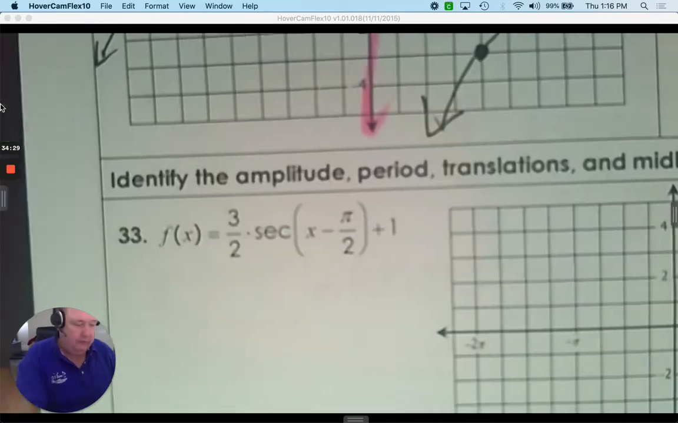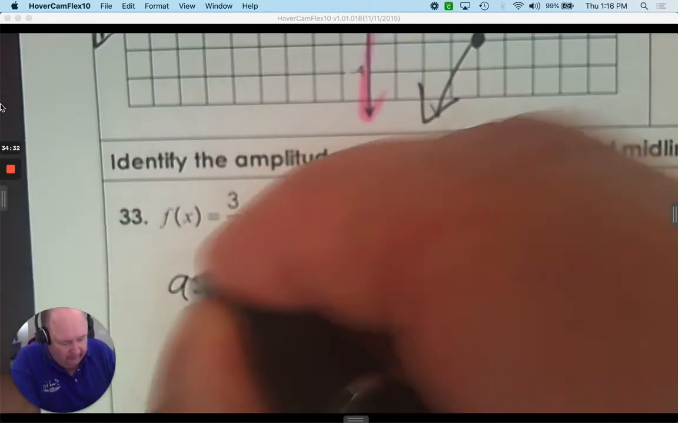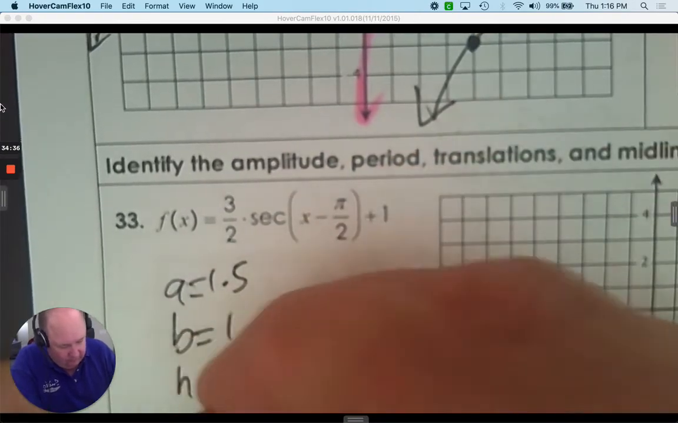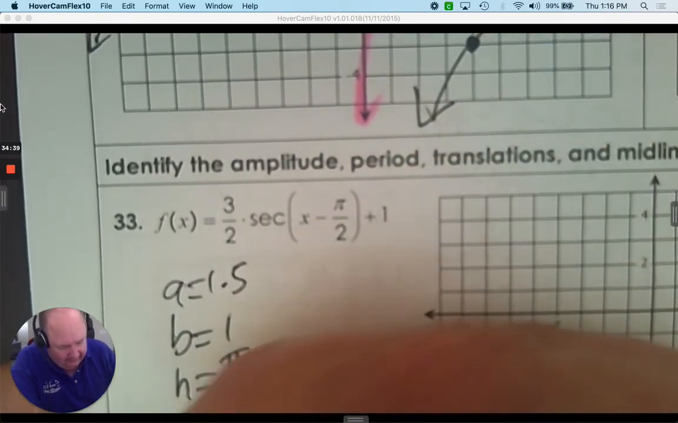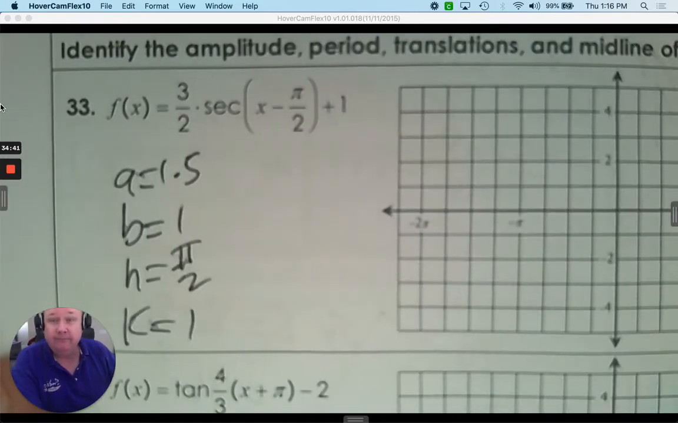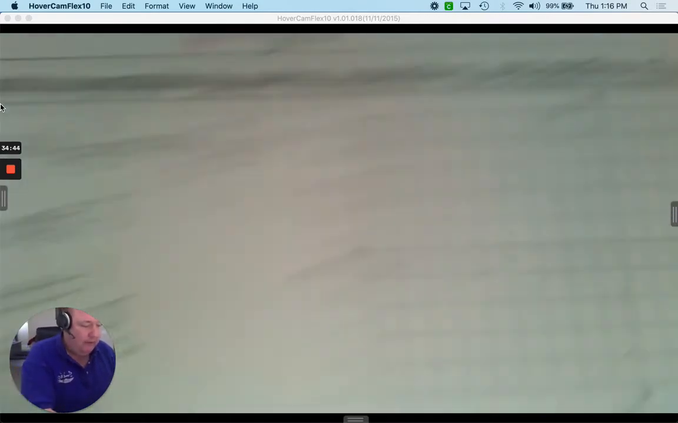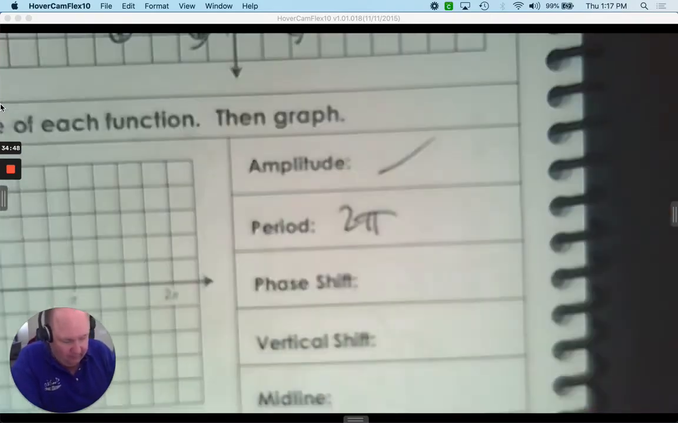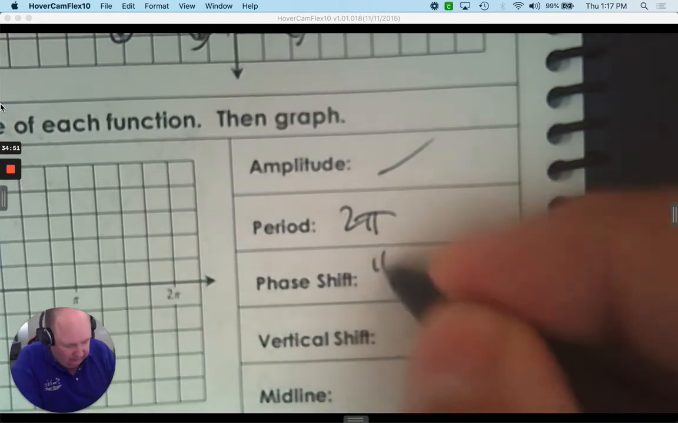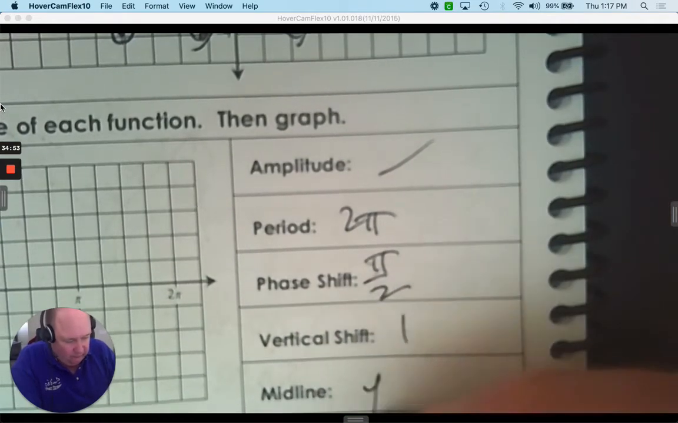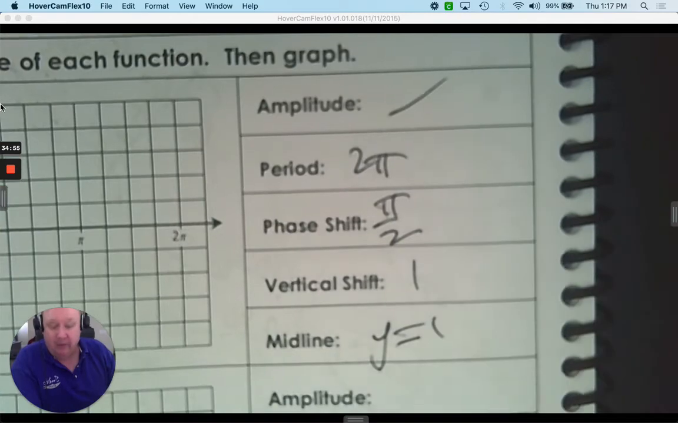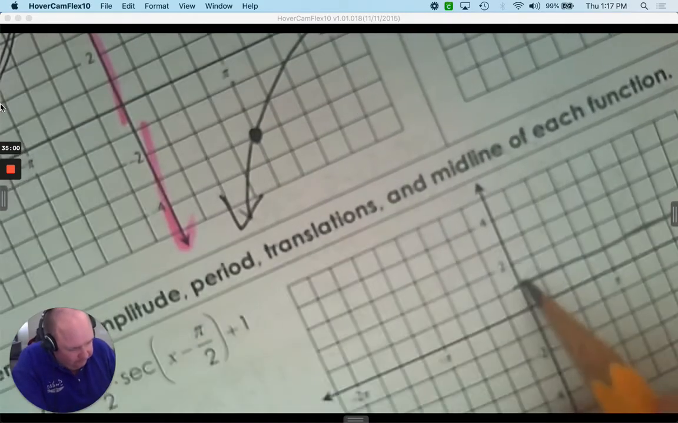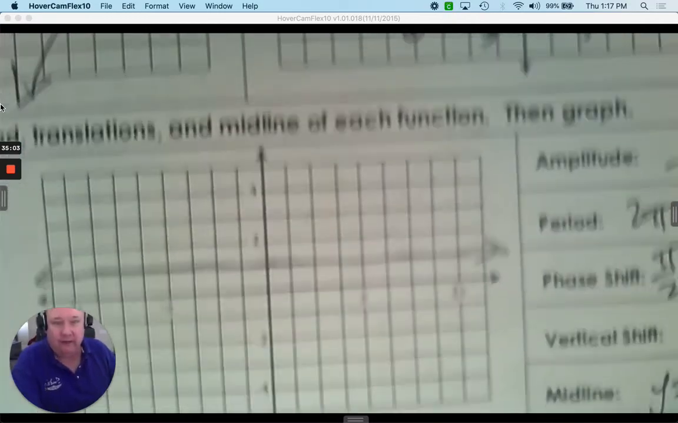For number 33, this has shifts. A is 1.5, B is 1, H is positive pi over 2, and K is 1. Then we're going to take those values, come to the right. Secant has no amplitude. The period is 2 pi divided by 1. That's just 2 pi. The phase shift is pi over 2. And the vertical shift is 1, so everything's been shifted up 1. So I'm going to first start and draw the midline at 1. Then I'm going to go to the phase shift at pi over 2.